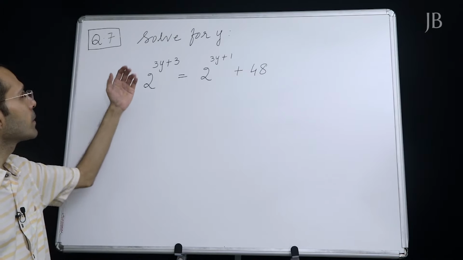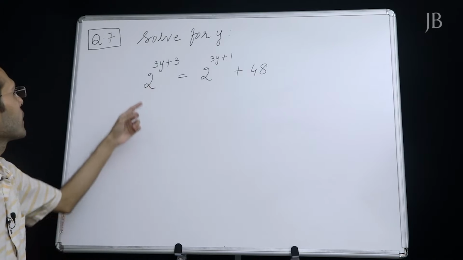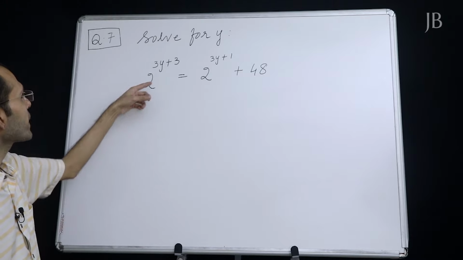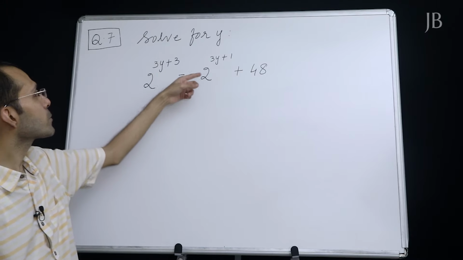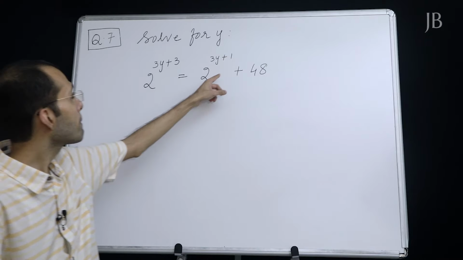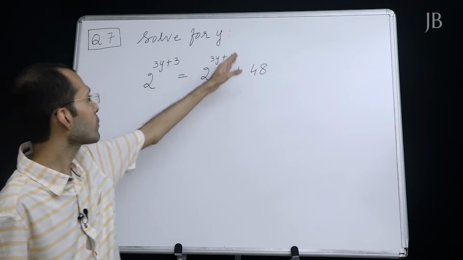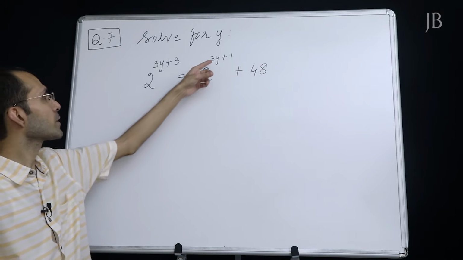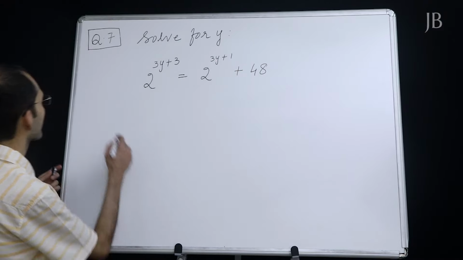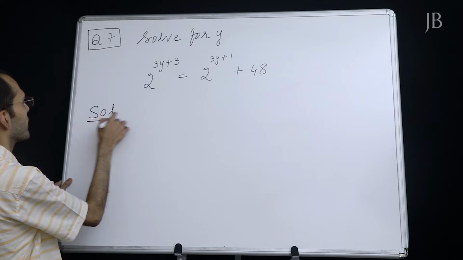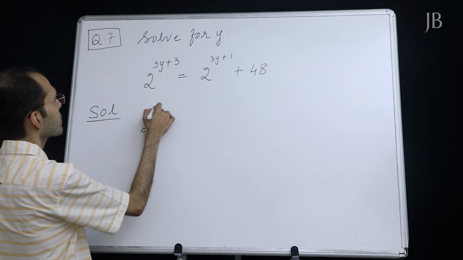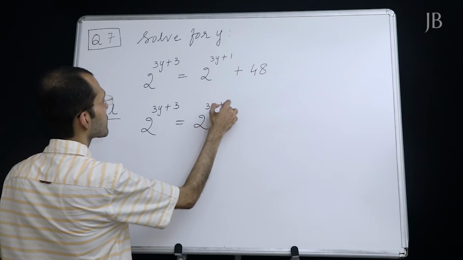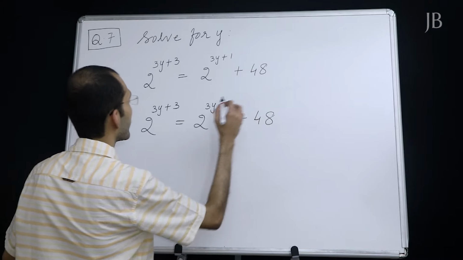Question 7. Solve for y. 2 raised to 3y plus 3. So 3y plus 3 is the power. 2 raised to 3y plus 3 is equaling 2 raised to 3y plus 1 plus 48. So this 48 is not in the power, it's a separate term. Okay. How do we tackle this? Let's copy this down. 2 raised to 3y plus 3 is equaling 2 raised to 3y plus 1 plus 48.